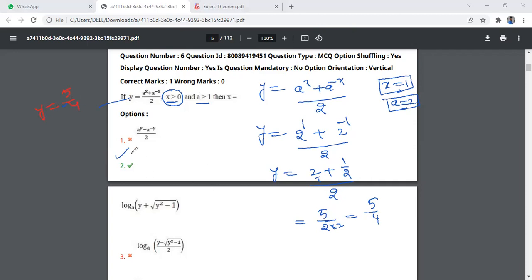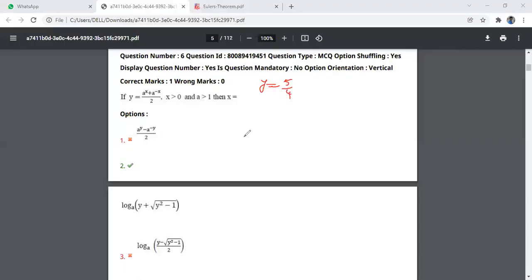That means in these options, which option is giving the answer 5 by 4? When you are substituting the y value 5 by 4, they're asking the x value, how much we have to get? X is equal to 1 we have to get. So if you substitute y value 5 by 4 and get x is equal to 1, that option is our correct answer. Okay, we will check. So instead of wasting time, I'm taking this second option directly, because here we won't get x is equal to 1.